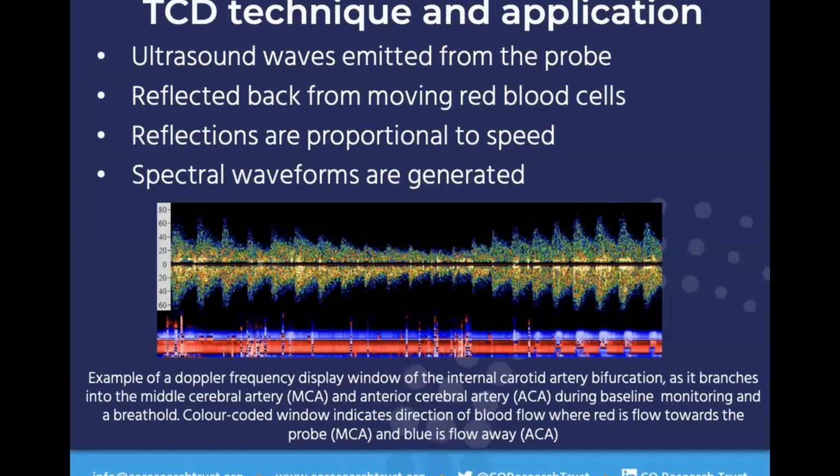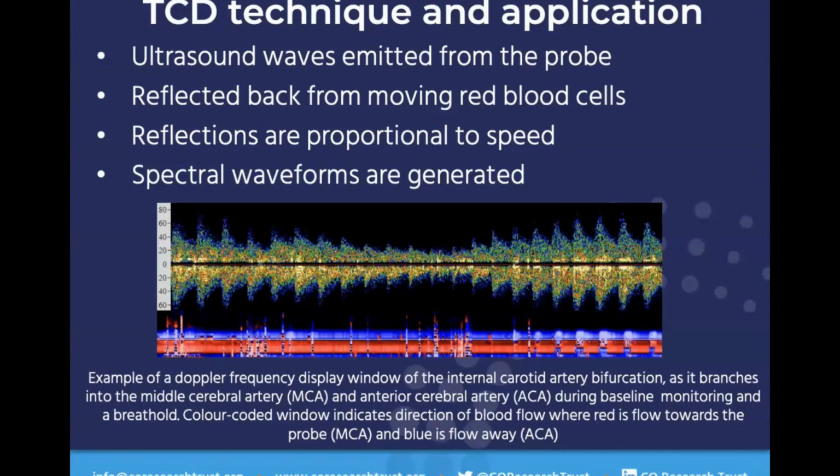Well, as mentioned in the slide before, TCD requires a low-frequency probe that emits ultrasound waves. These waves that travel through the thinner windows in the skull are then reflected back from the moving red blood cells within the vessel at a different frequency. The software is then able to calculate blood flow velocity and spectral patterns are formed.